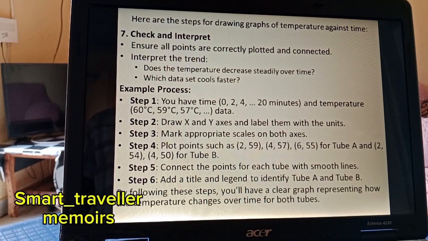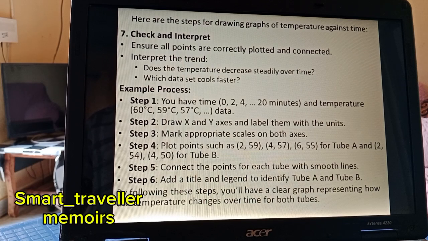Example process. Step 1: You have time 0, 2, 4 up to 20 minutes and the temperature 60 degrees, 59, 57, etc. Step 2: Draw the X and Y axes and label them with units. Step 3: Mark appropriate scales on both axes. Step 4: Plot points such as (2, 59), (4, 59), (6, 55) for tube A and (2, 54), (4, 50) for tube B.